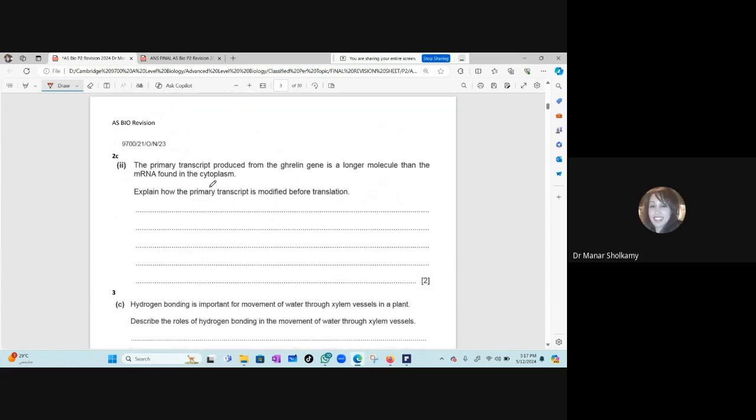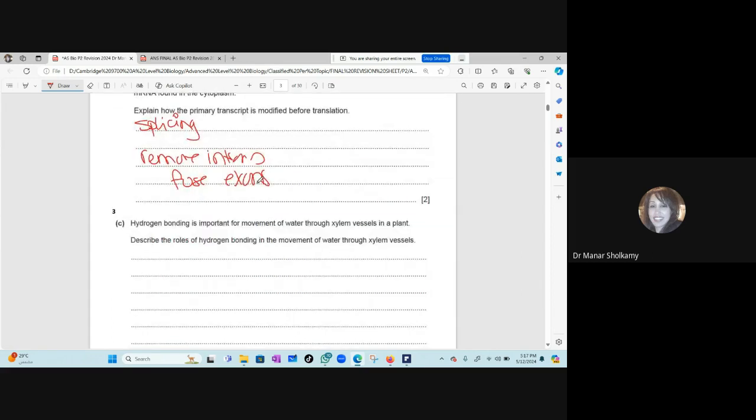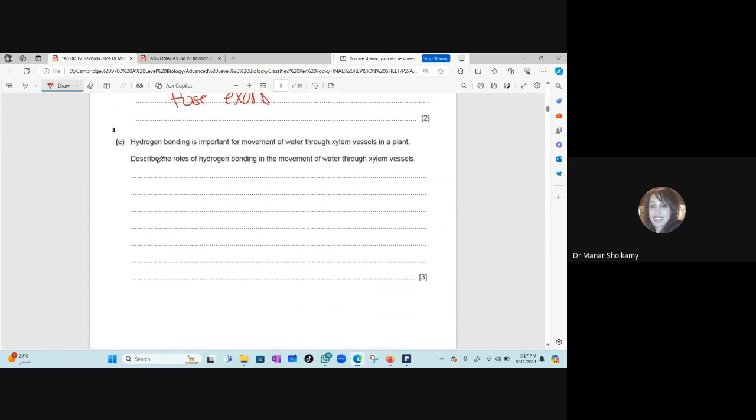Explain how the primary transcript is modified before translation. Which step are they talking about here in protein synthesis? Splicing. What happens in splicing? We remove the non-coding introns and join the coding exons. Very good. Now, they have been asking about the introns and the exons a lot lately. All these are recent questions from recent exams.